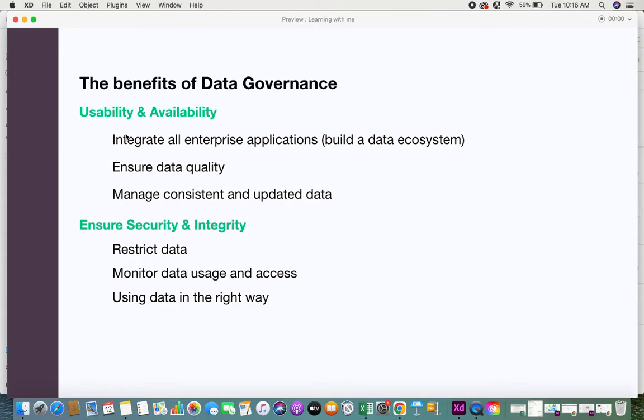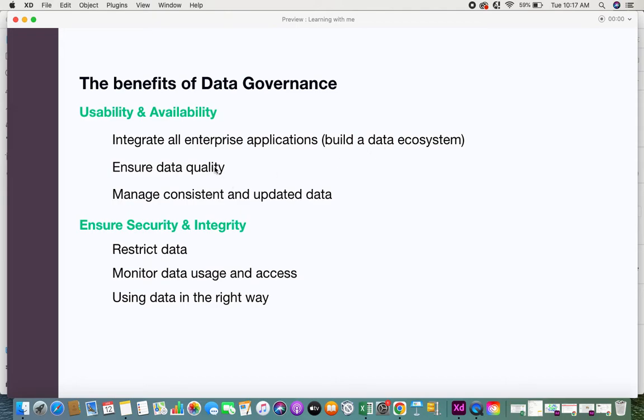So you'll be able to integrate all the enterprise applications and build a data ecosystem. So every application in your organization will be able to connect with one another. Information will be able to smoothly flow from one department to another. So data is readily available to everyone.